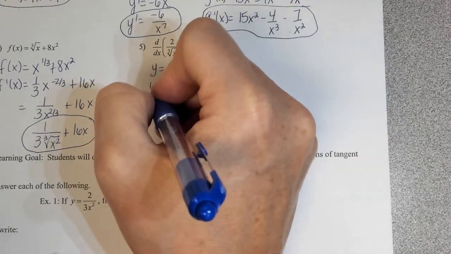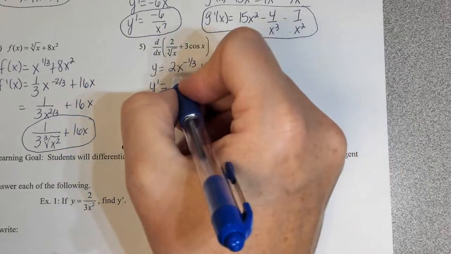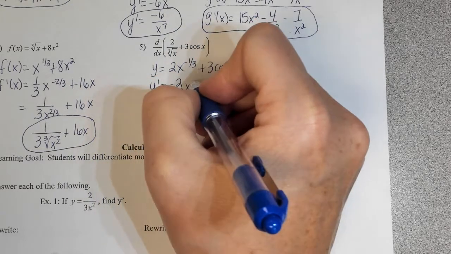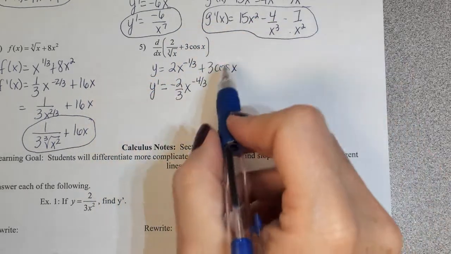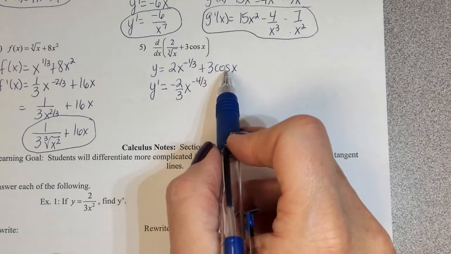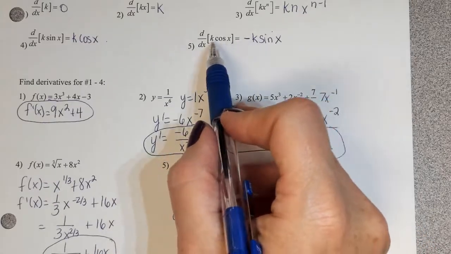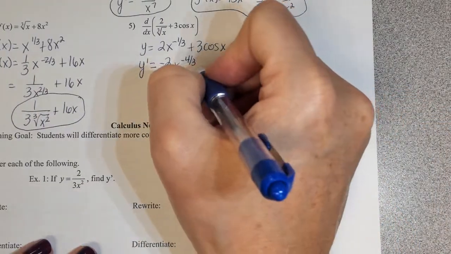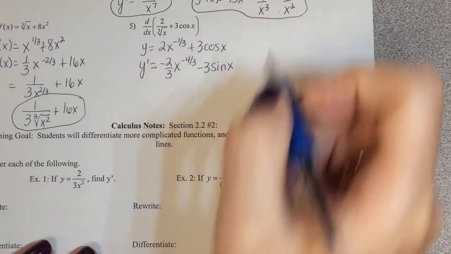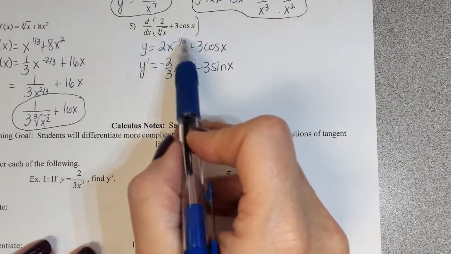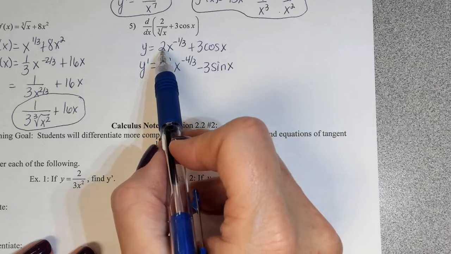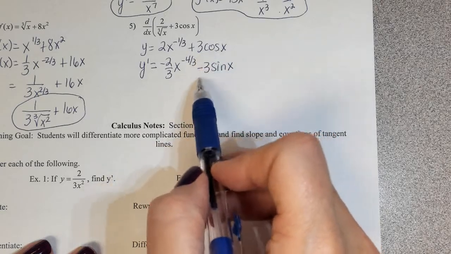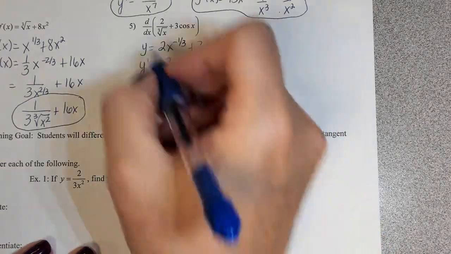And so now taking that derivative, I just called it y instead. 2 times -1/3 is -2/3. X subtract 1 is -4/3. Look back up at the derivative of k cosine x. The derivative of k cosine x is -k sine x. So this is going to be -3 sine x. Notice how I used my power rule here. The power rule says I do k times n x to the n minus 1. But this has its own special formula. And now I have to rewrite this.